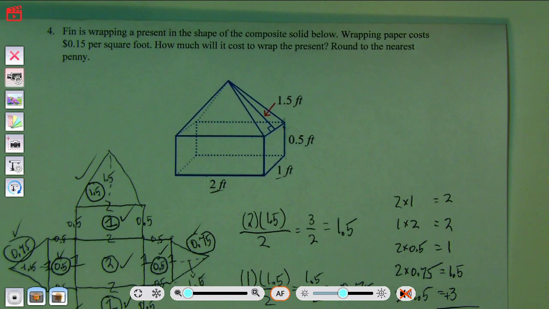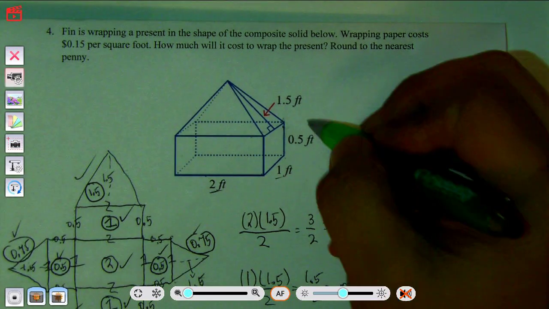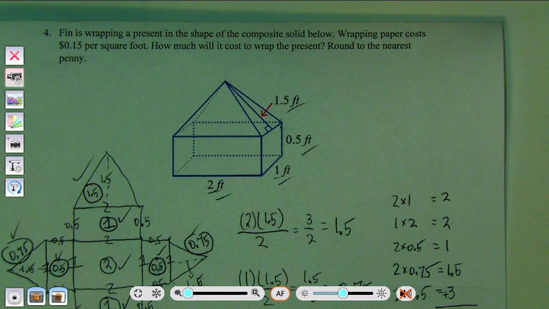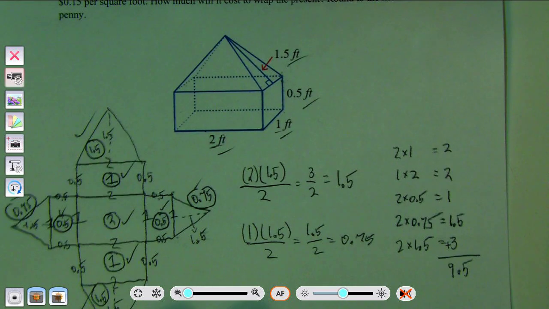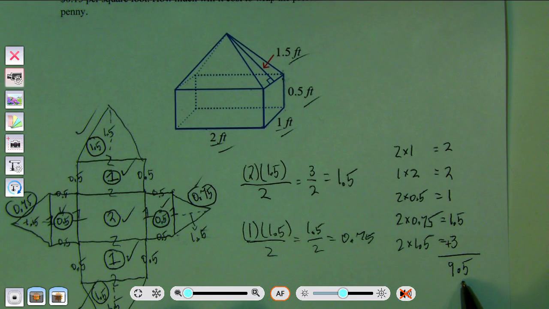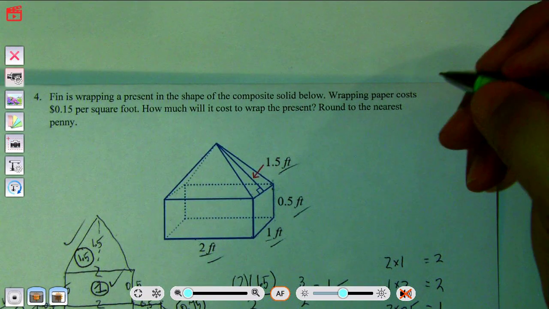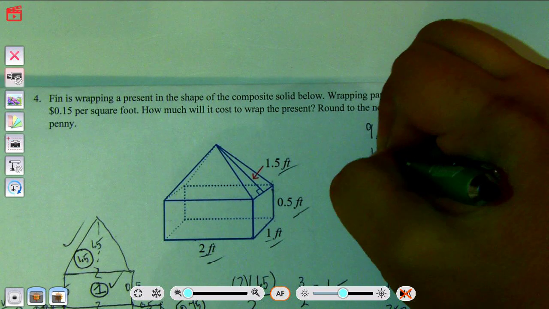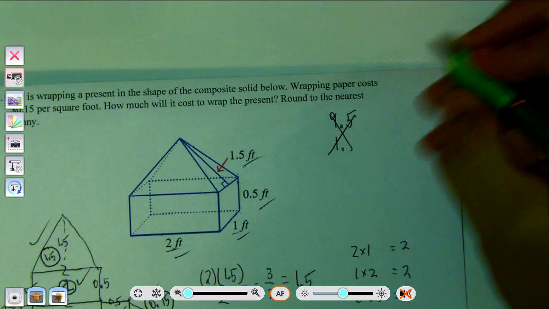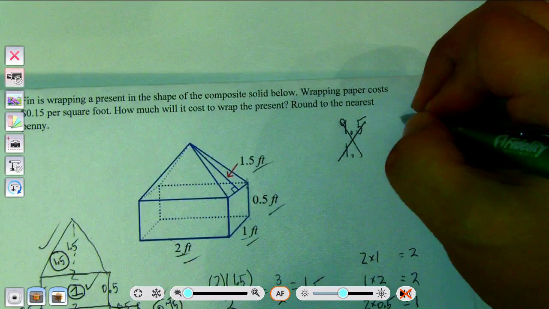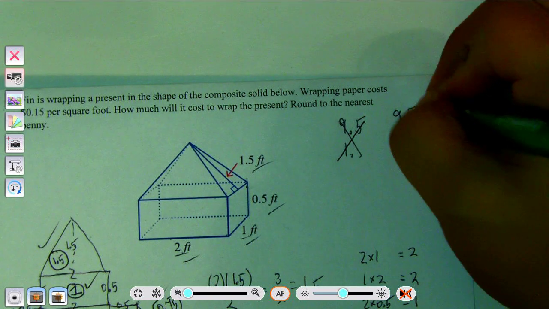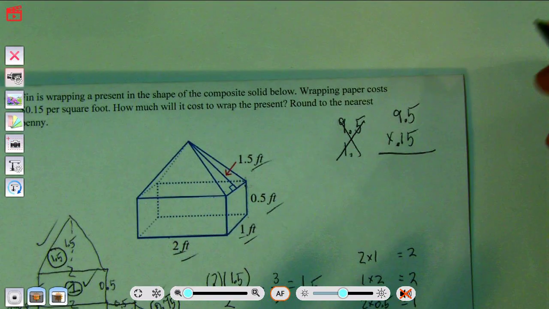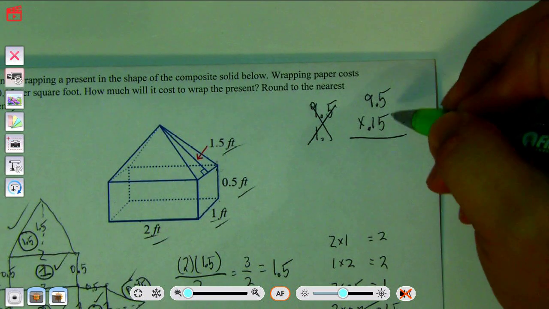The wrapping paper costs 15 cents per square foot. I automatically check. These are all feet. How much will it cost to wrap the present, rounded to the nearest penny? So I'm going to take the surface area, the 9.5 square feet, and I'm going to multiply it by the cost per square foot. So we're going to do 9.5 times 0.15, and do a little multi-digit multiplication.